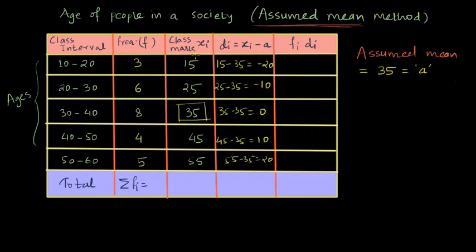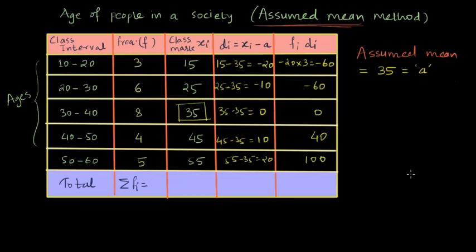Now we are interested in finding fi di. That means the multiplication of the frequency and the respective deviations. So for the first row, we get minus 20 times 3, which is minus 60. And we can complete the rest of the rows as follows. So we get minus 10 times 6, which is minus 60 again. Then 0 times 8, which is 0. Then 10 times 4, which is 40. And then 20 times 5, which is 100.